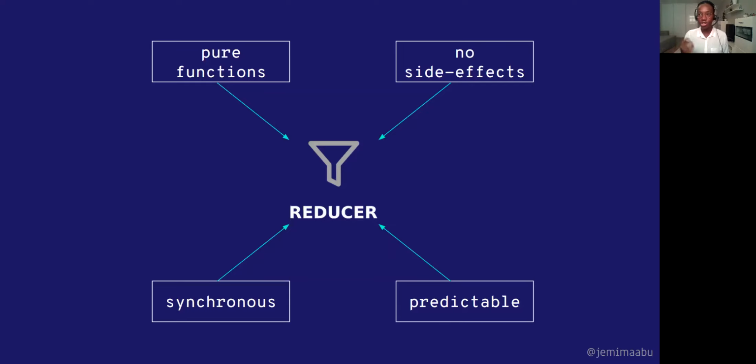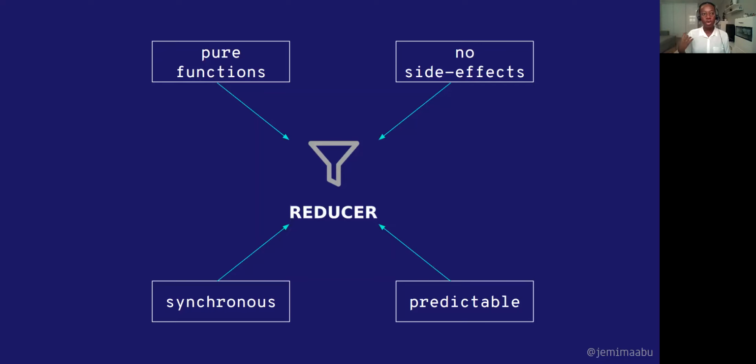What that means is that it should not do anything other than returning the output that is expected. If I'm calling my add two function, it shouldn't also be logging things to console, or making HTTP requests. It should just be doing what it's meant to do. It should be synchronous. It should work in tandem with other functions, for example. And it should be predictable, because that is the entire concept of Redux. Things should happen the way you think they should happen.